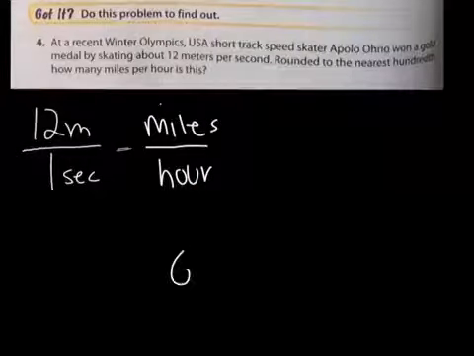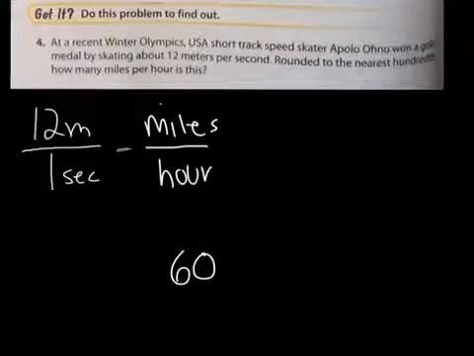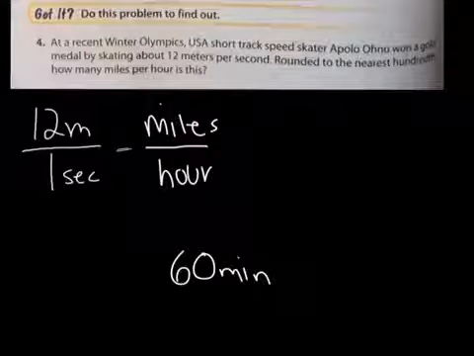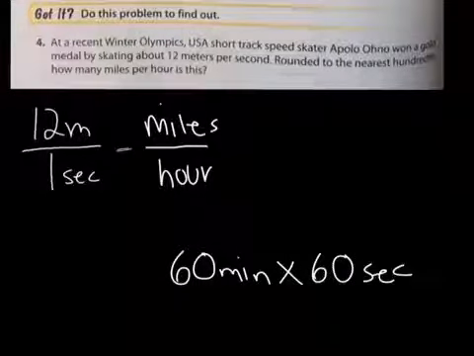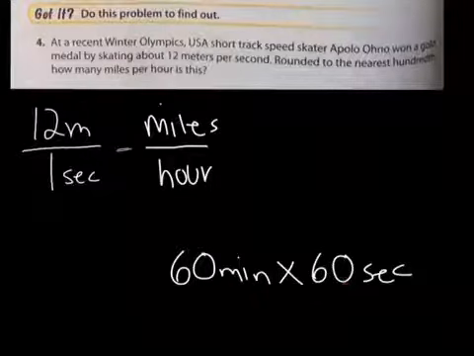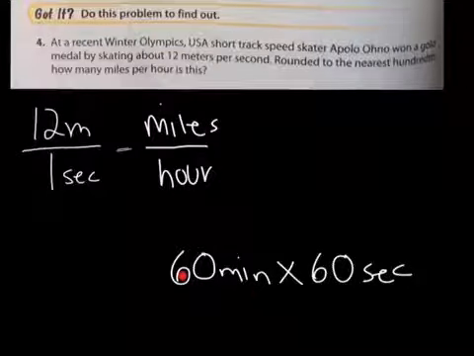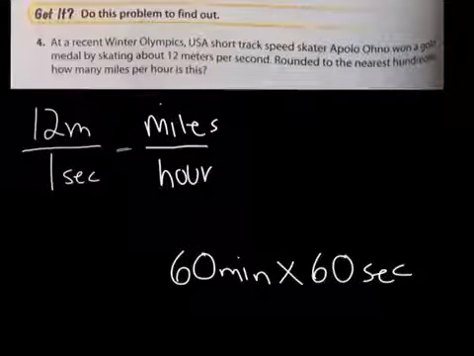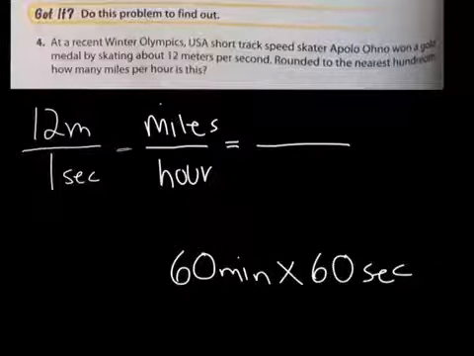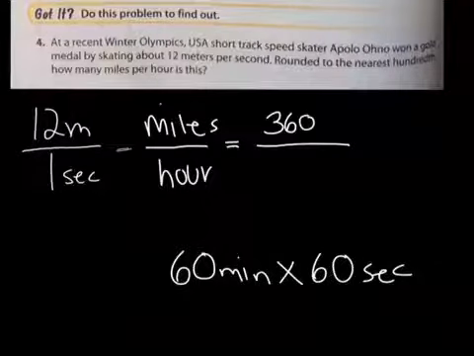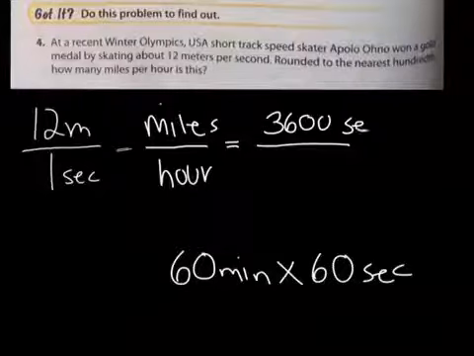I know that there are 60 minutes in an hour, okay? And every minute has 60 seconds, right? So this equation here is going to tell me how many seconds are in an hour, because we have 60 seconds per minute, and there are 60 minutes in an hour. So 60 times 60 ends up being 3,600 seconds. Okay?